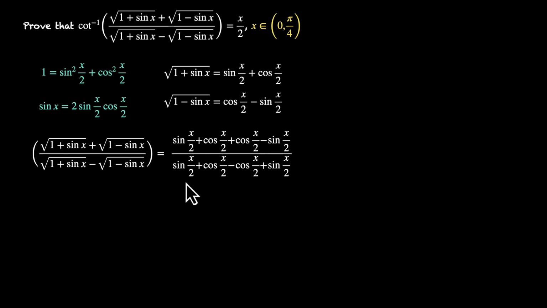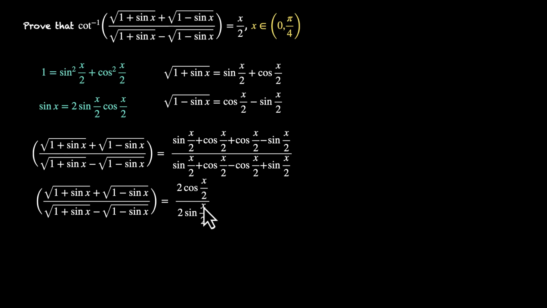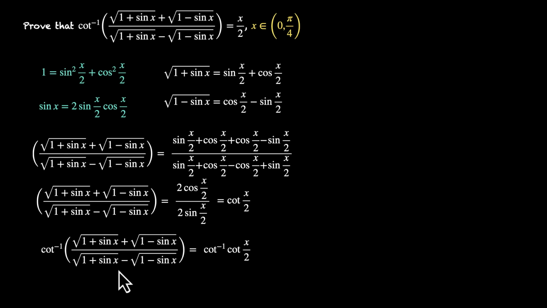And the denominator is sin plus cos plus sin. So the numerator simplifies, sin cancels. This is 2 cos x by 2. In the denominator, here we have cos cancelling out. We have 2 sin x by 2. 2 cancels out. Cos by sin is cot x by 2. So all of this is equal to cot x by 2. Which means if we take cot inverse of this, we get cot inverse of cot x by 2. That's equal to x by 2.